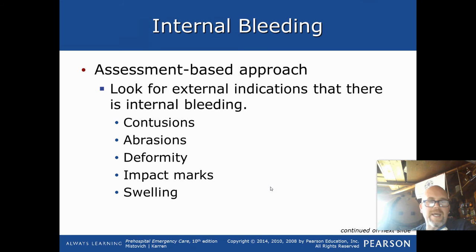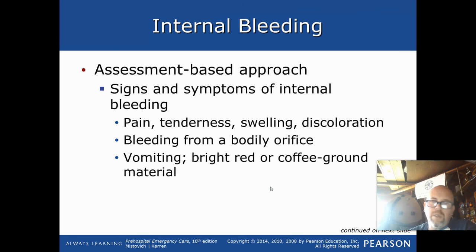external indications that there is an internal bleeding. Contusions or bruising, we understand what these are. Abrasions tell us that we've had some sort of traumatic injury at this area. May not be real bad, but maybe enough to say there's some sort of bleeding underneath. Deformities in an extremity, impact marks, and swelling. Any kind of swelling, obviously, it's going to tell us there's bleeding going on underneath.